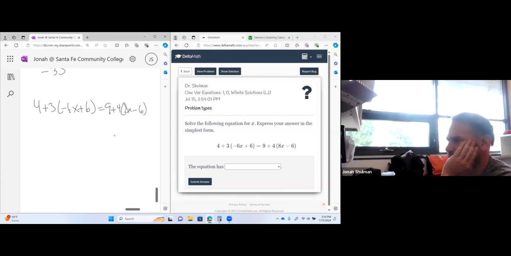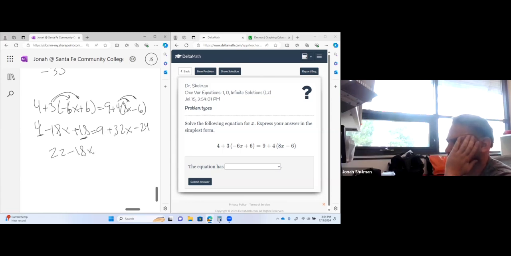So here we go. 4 minus 18x plus 18 equals 9 plus 32x minus 24. Because you just have to make sure you distribute to both of them. 4 and 18 is 22 minus 18x. 9 and 24, 9 minus 24 is a negative 15, and this is 32x.